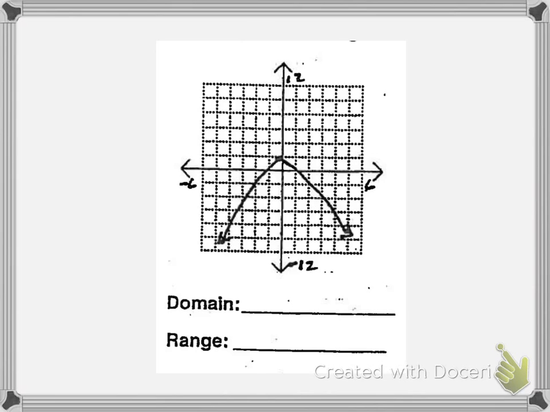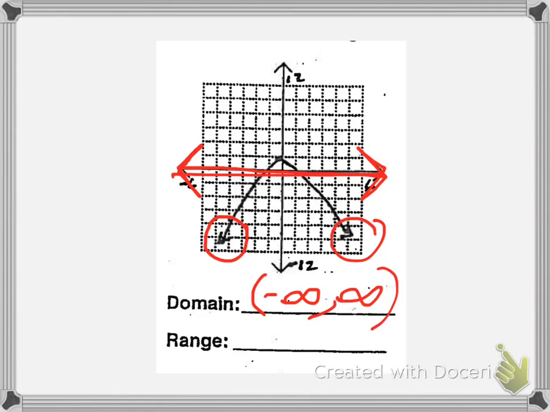For this graph, when I look at the leftmost part of the graph, I see an arrow, so I shade the arrow on the left. On the right side I see an arrow, I shade the arrow on the right. All the space in between is filled in, so the domain of this function is also from negative infinity to positive infinity.